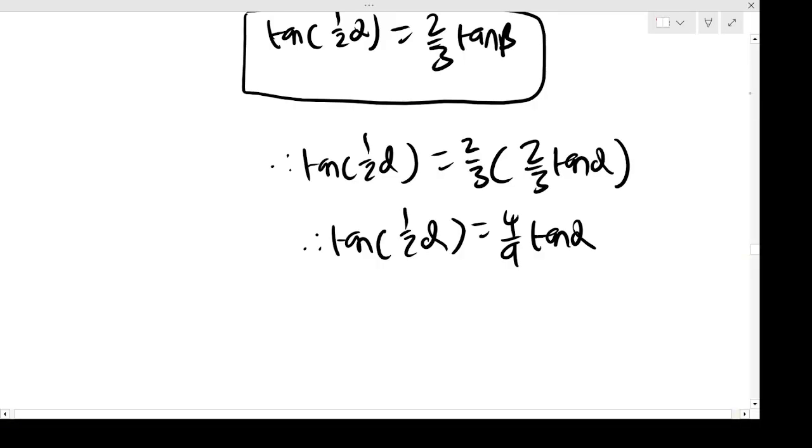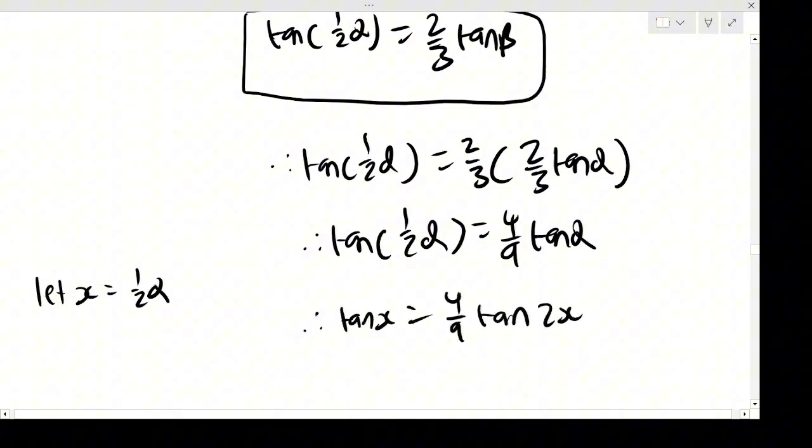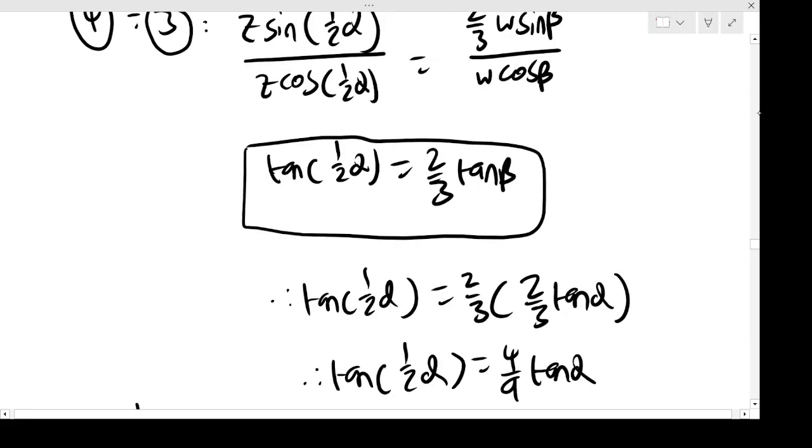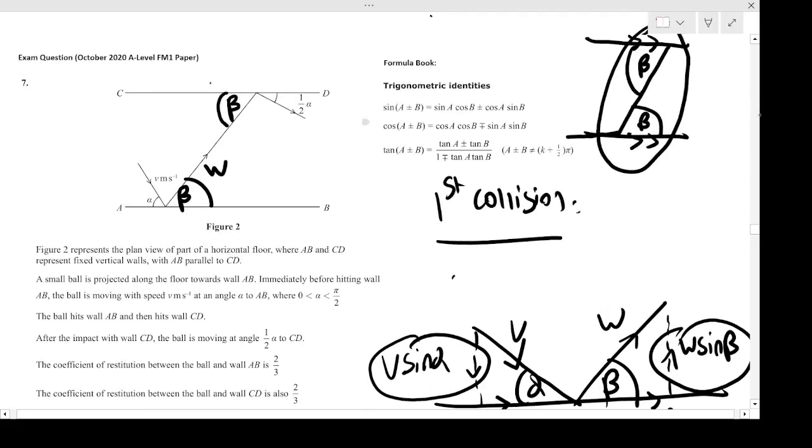Because hopefully you can see it resembles a double angle, right? So we have a half alpha on the left, and an alpha on the right. Okay. So the next thing I can do is set up a double angle. Now, to make that really clear, I can let x be a half alpha, right? So then that would be tan x is 4/9 tan 2x. And so you can clearly see it's a double angle, and so I can use my trig identities, which are in the formula book, right?